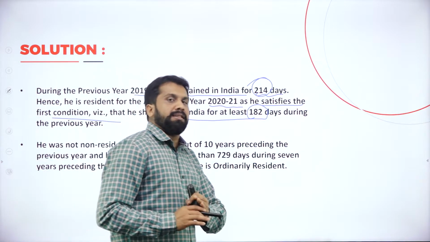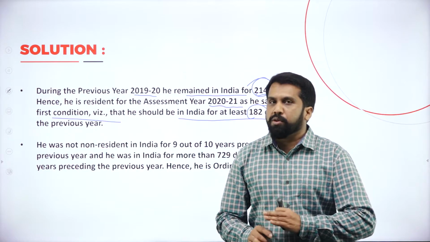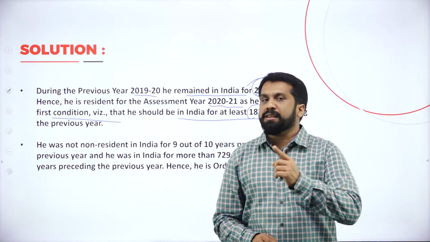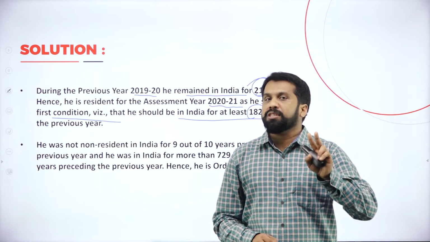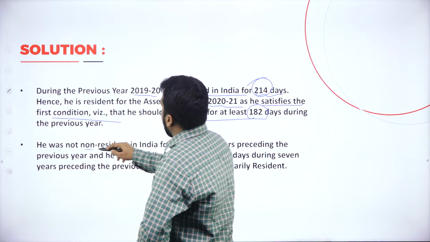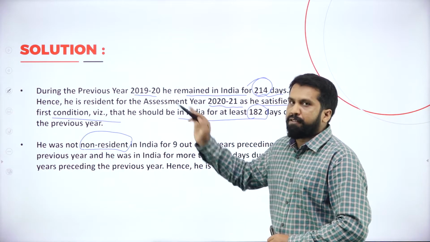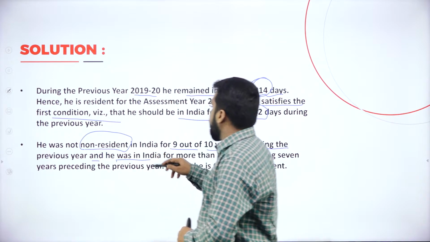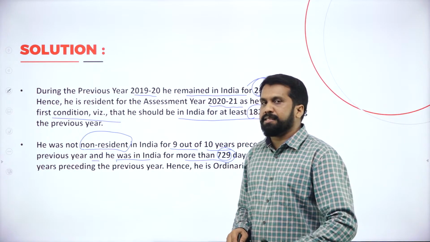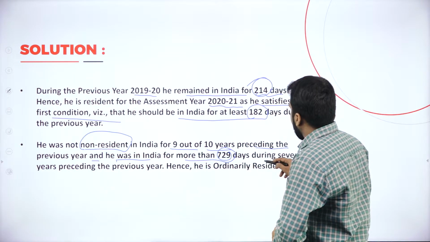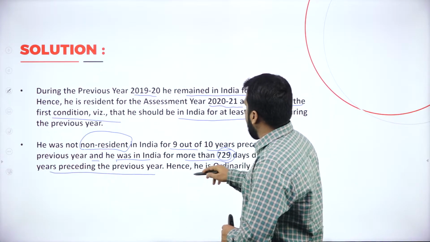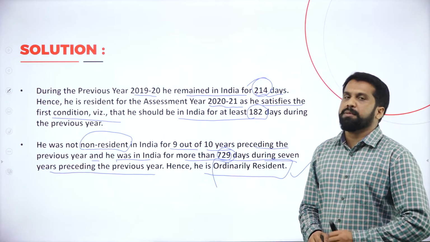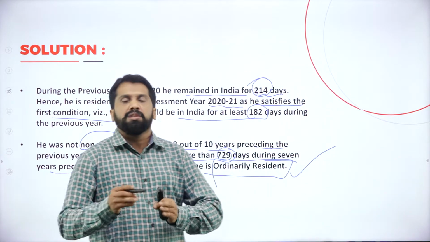Now we considered him as a resident, but we don't know whether he is an ordinarily resident or not ordinarily resident. He is considered ordinarily resident if he fulfills the additional conditions. In this, he was not a non-resident, that we know, because he fulfilled the first condition. He was in India for 9 out of 10 years preceding the previous year, and he was in India for more than 729 days during the 7 years preceding the previous year. Hence, he is ordinarily resident. This will be your answer. Clear? Very simple to calculate. Just remember the conditions you have to implement.